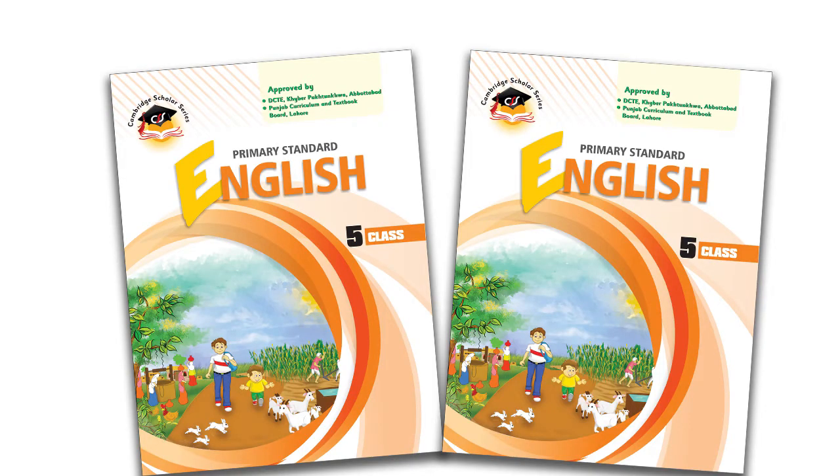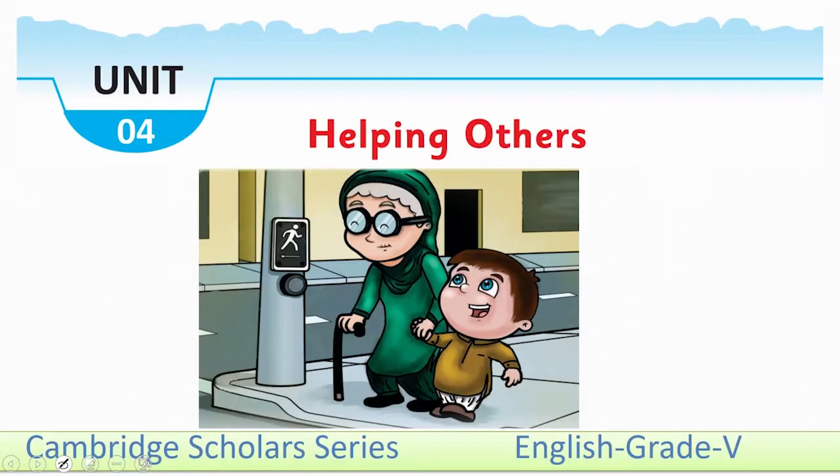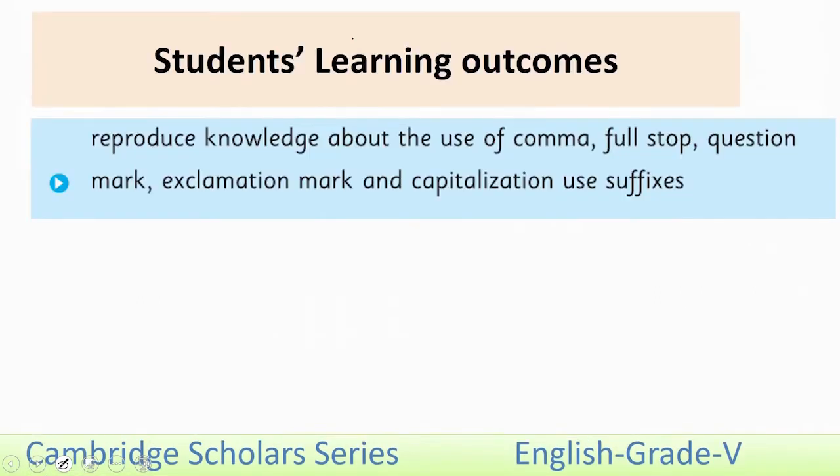Before starting the lesson, dear students, you must have with you class 5 English textbook. We are going to start our lesson from unit 4, helping others. SLOs of this lesson are: reproduce knowledge about the use of comma, full stop and question mark, exclamation mark and capitalization, and also use suffixes.